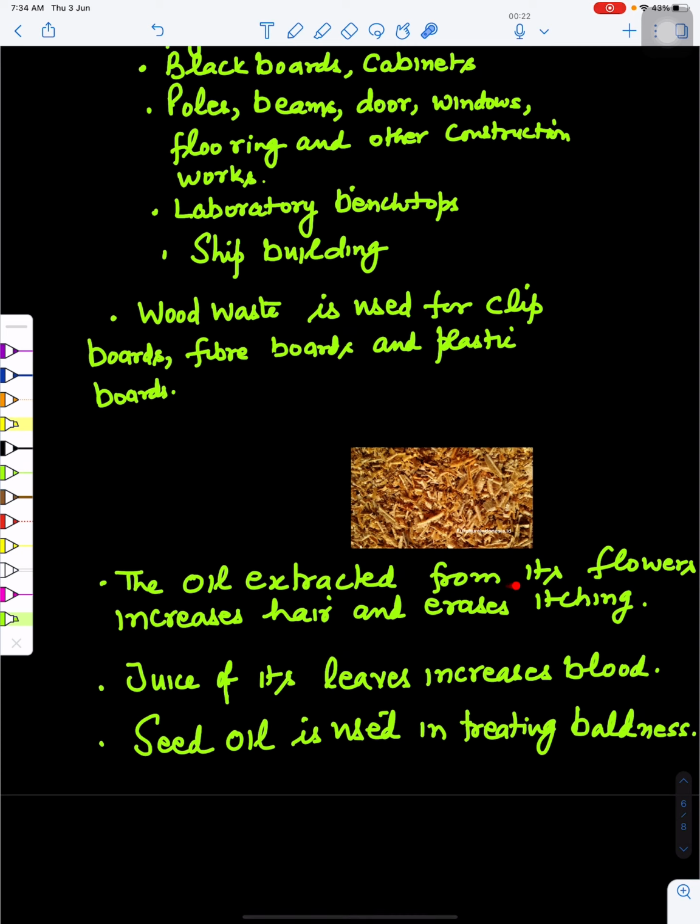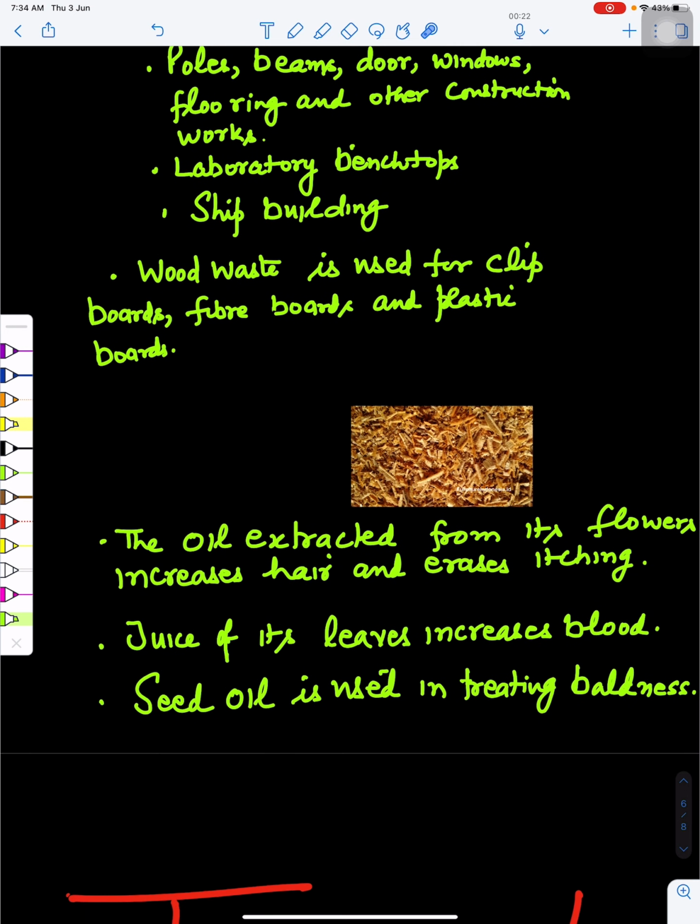Oil is extracted from its flowers, which will increase hair growth, and that also treats itching. Juice of its leaves increases blood and also improves your immunity. Seed oil is also used for the treatment of baldness. So this is all about the economic importance of the teak tree.